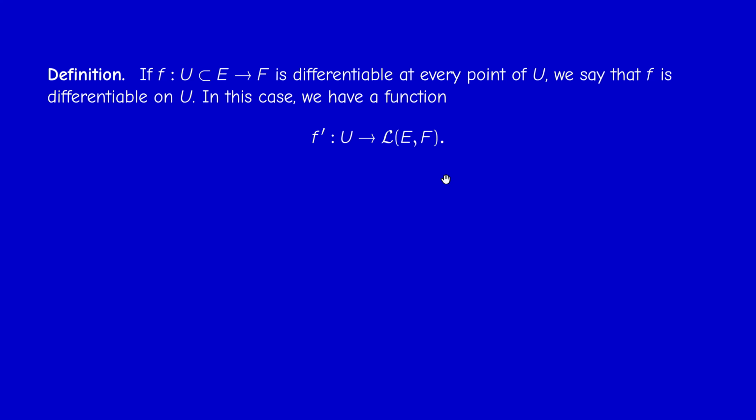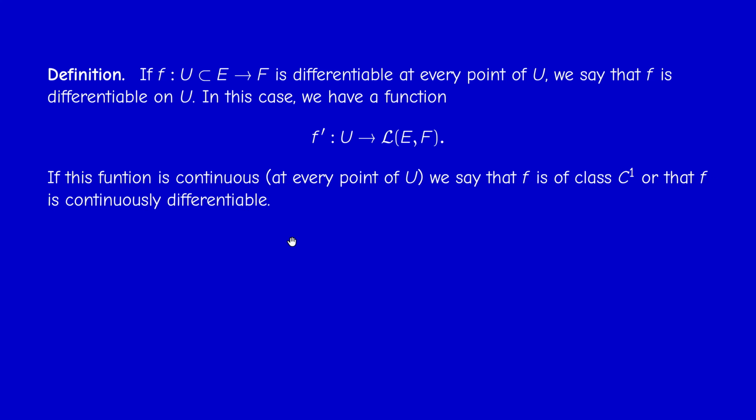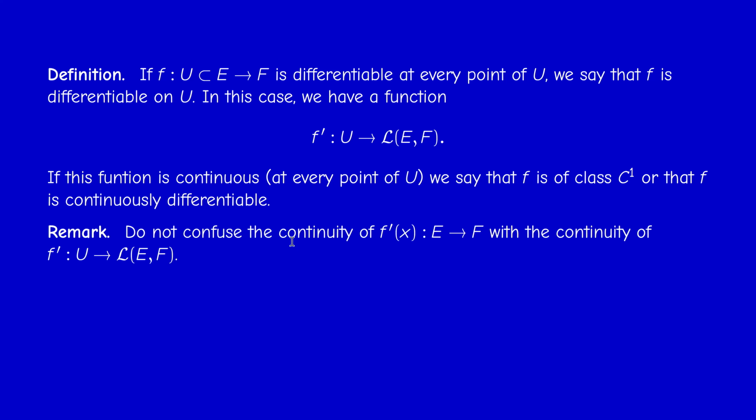Okay, so we get a new function, and now we have a topology here and you have a topology here. So this is a subset of a normed space, and this is a normed space. So it makes sense to talk about the continuity of this operator, f prime, which is usually non-linear. Okay, so the range is linear, but f prime is not. And so if this function is continuous, we say that f is of class C1, or that f is continuously differentiable. And an important remark, because we have two kinds of continuity now.